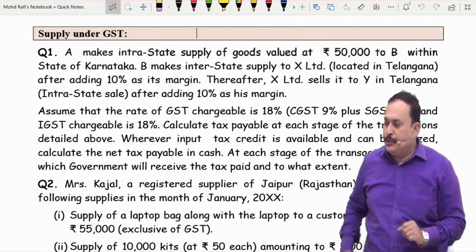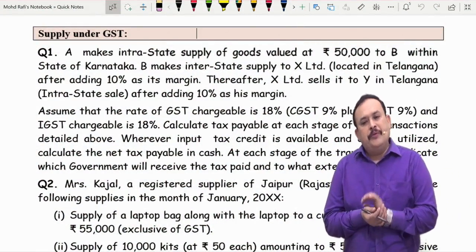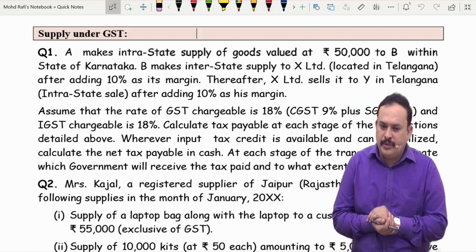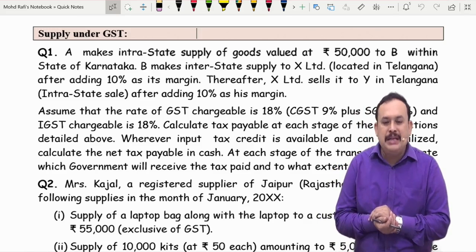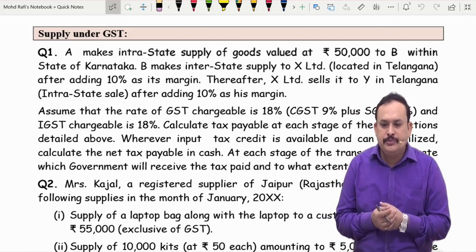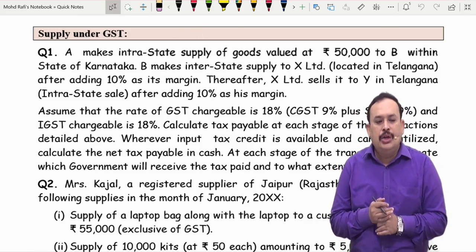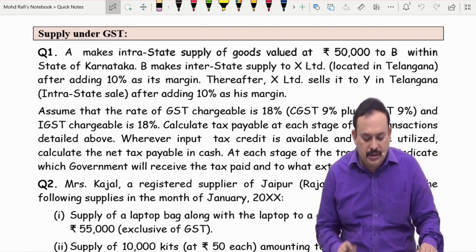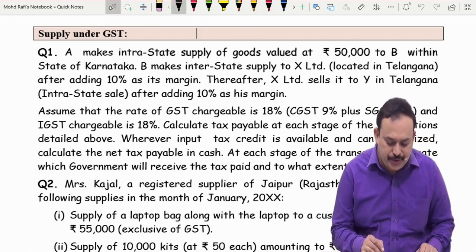Now referring to your workbook, questions and answers, page number 142. Question number 1. Now reading as follows.